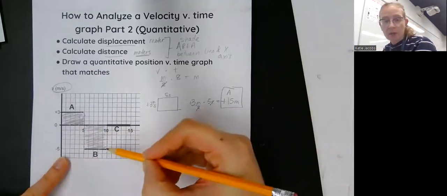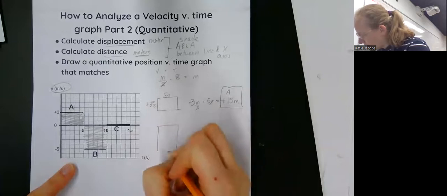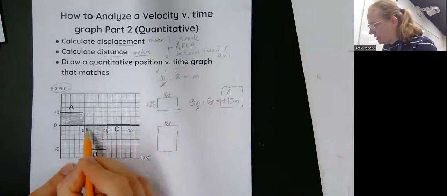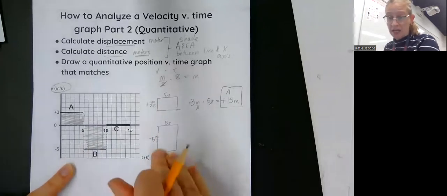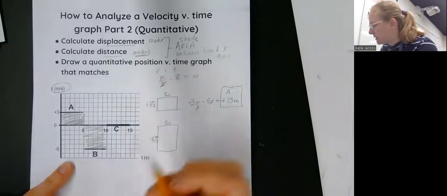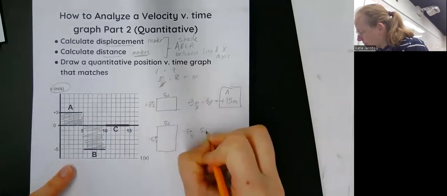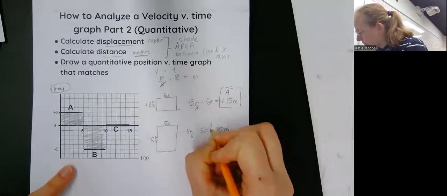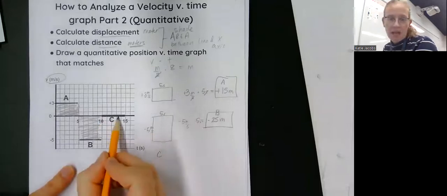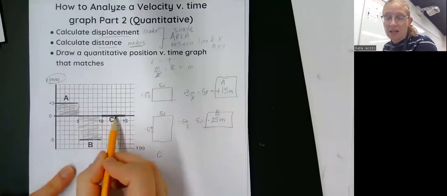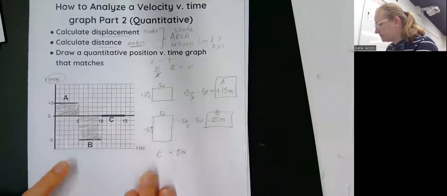Segment B, the area is between the line and the x-axis. It was still 5 seconds wide, because from 5 to 10 is still 5 seconds. It's -5 meters per second tall. I'm going to keep the negative sign for displacement because direction matters for displacement. So that is going to be -25 meters for B. Segment C, the area is 0 because it's on the x-axis. The object is not moving during segment C. So C is 0 meters.